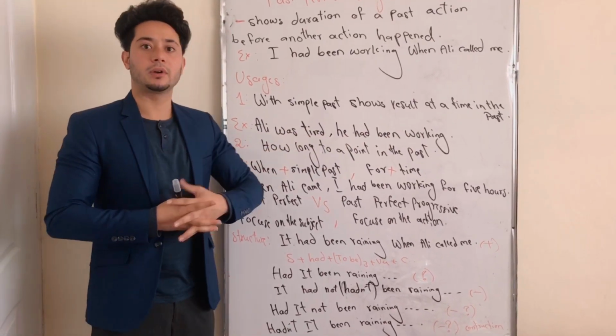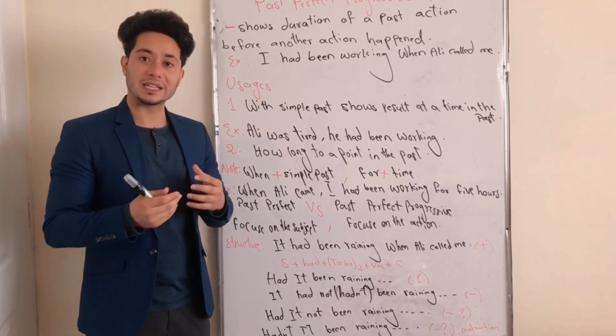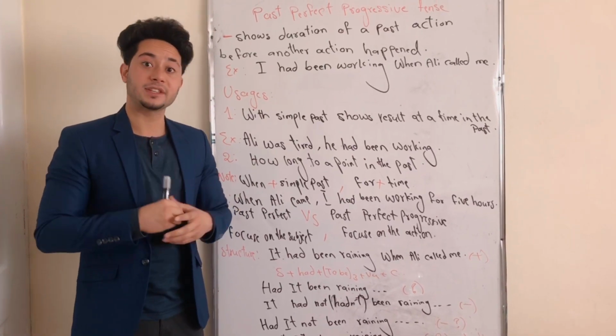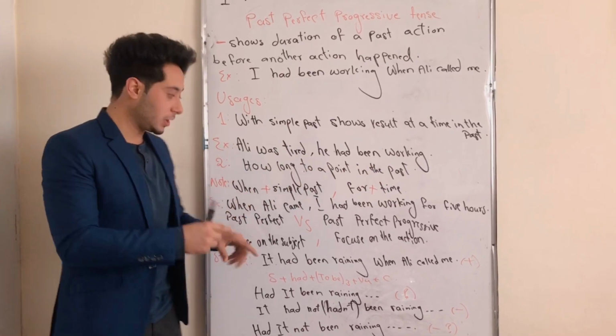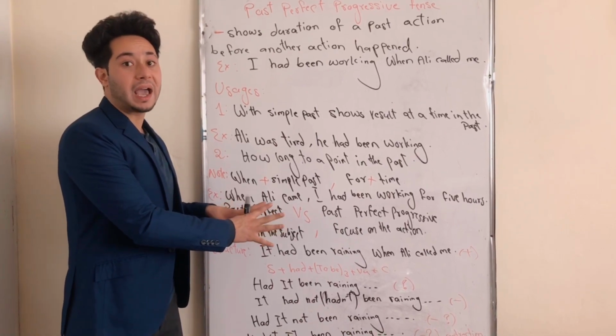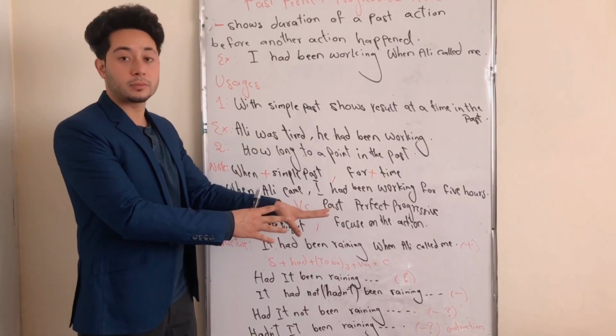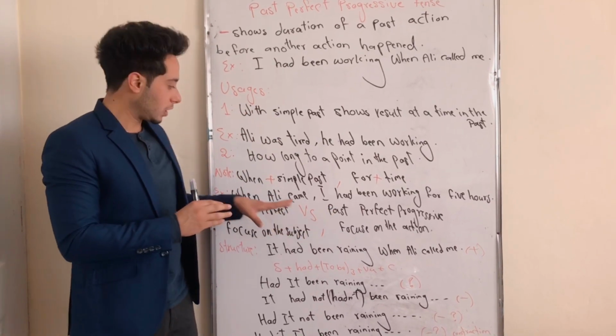Okay, let's talk about the second usage of past perfect progressive tense. The second place that we can use past perfect progressive tense is, same as present perfect, to talk about how long to a point in the past. But the difference, as I mentioned, is that we use past perfect tense to talk about only an action which is completed, but past perfect progressive tense to talk about duration of an action in the past. Okay, let's have an example.